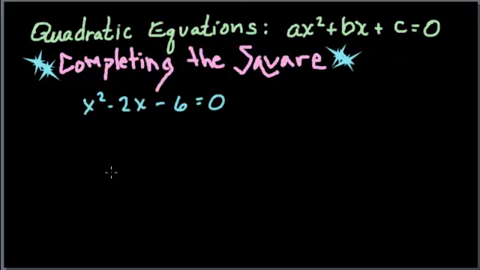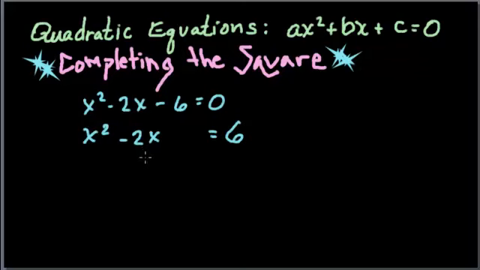The next method we're going to discuss for solving quadratic equations is completing the square. In order to complete the square, you're going to have to fiddle with this quite a bit. One of the best ways is to just go ahead and move that 6 over to the other side, or move your constant over to the other side. So I'm going to add 6 to both sides.